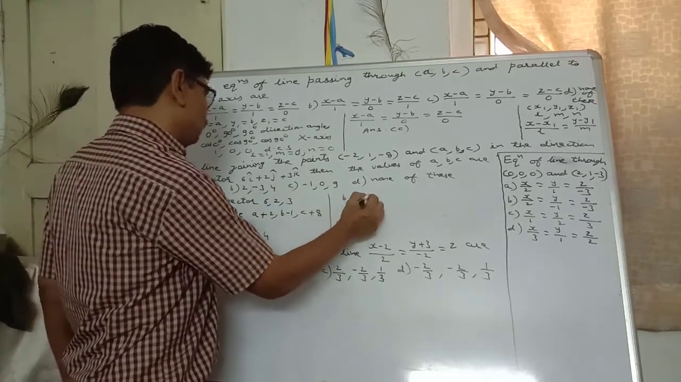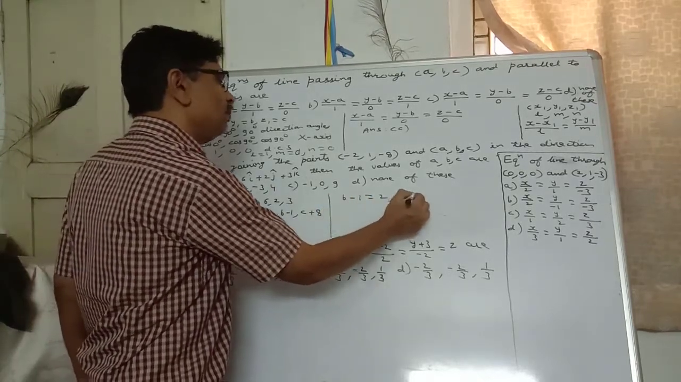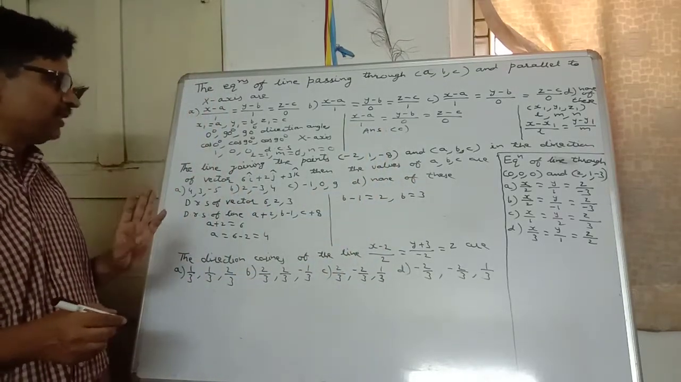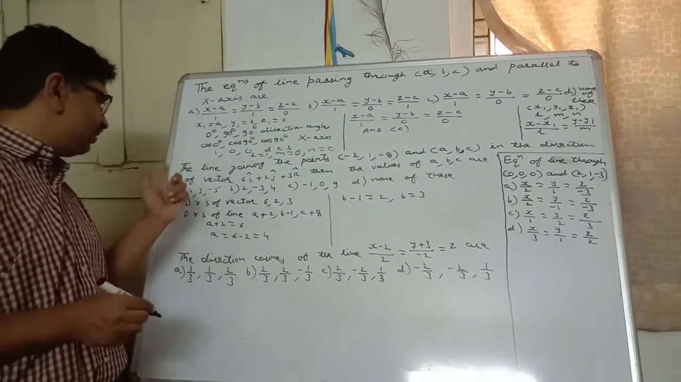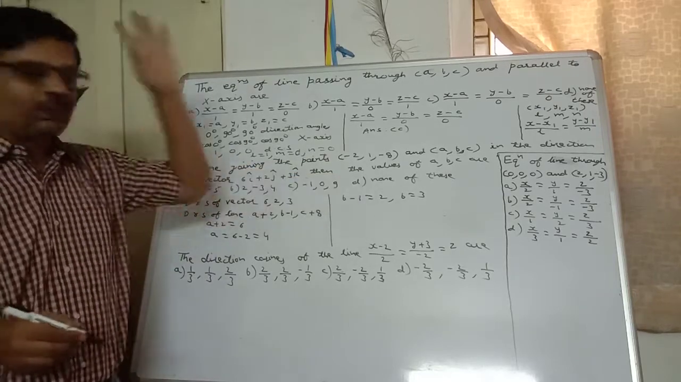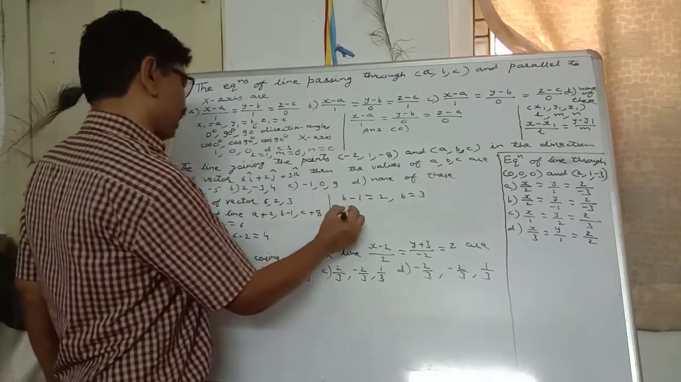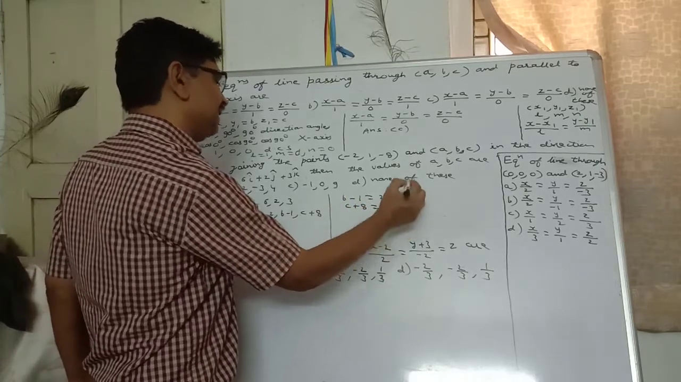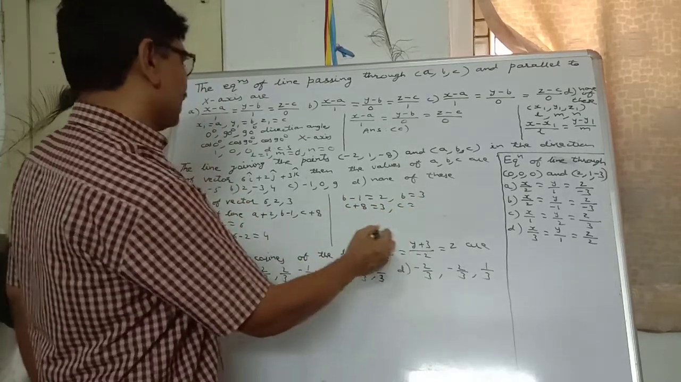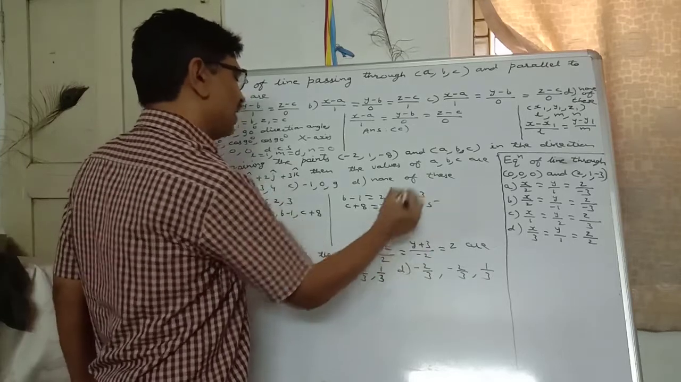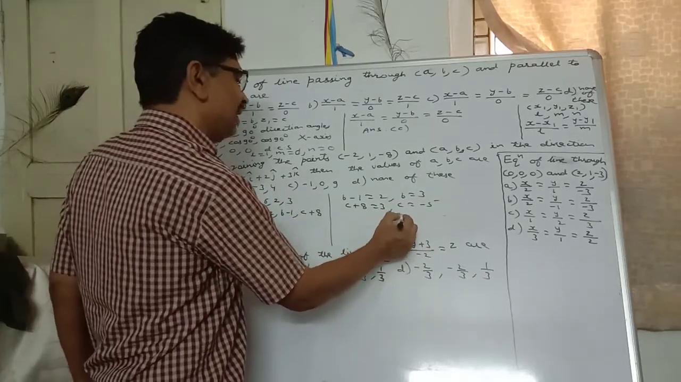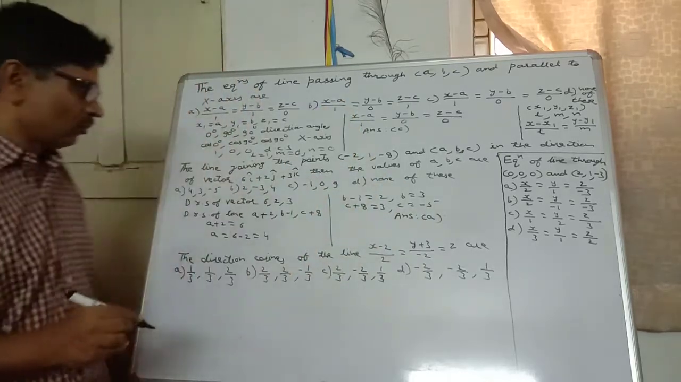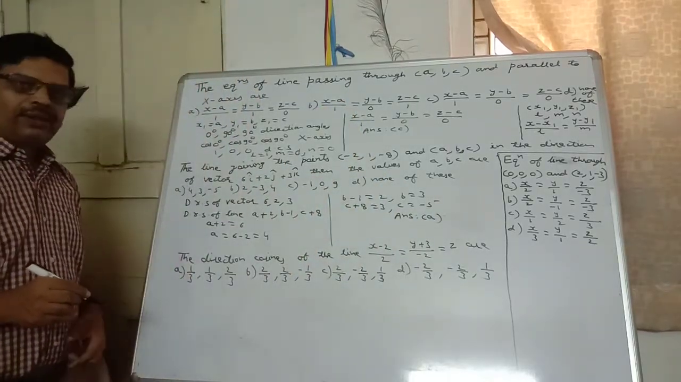b minus 1 equal to 2, b equal to 3. Still we have to find the value of c. Then only we can decide whether the answer is option A or option D. c plus a equal to 3, c equal to 3 minus 8, minus 5. It means that here the answer is option A. Next example.